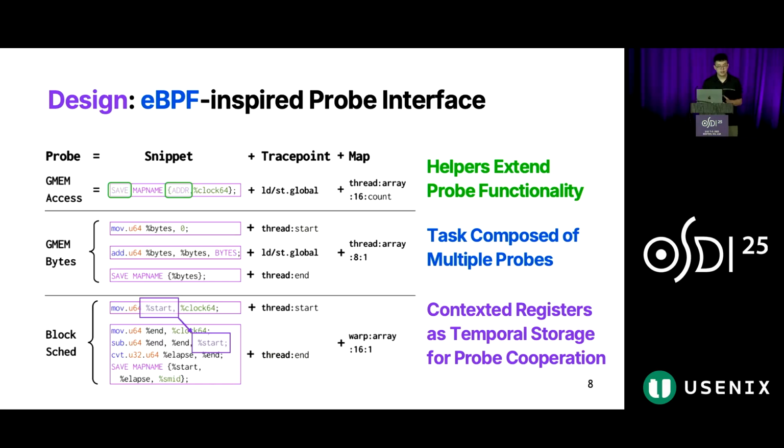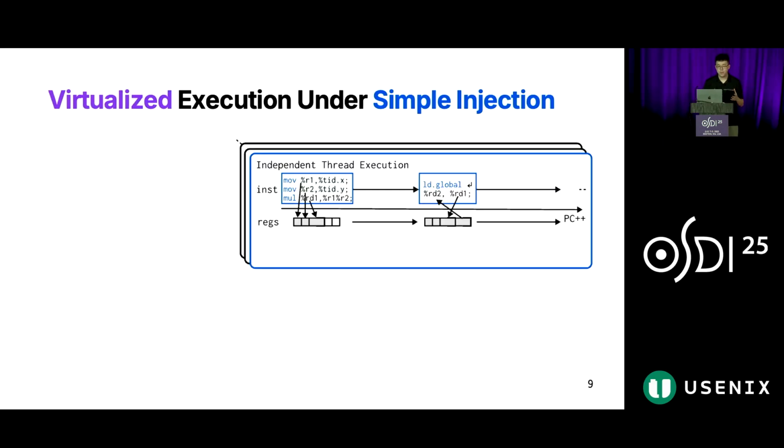For example, the start register, as highlighted in purple in the block scheduling example, has a value as a starting clock at the beginning of the thread, and it will be carried as context till the end of the thread to be processed by another probe. This allows a next level of programmability. By taking such a formal design of the probe, we can choose a very, very simple probing method.